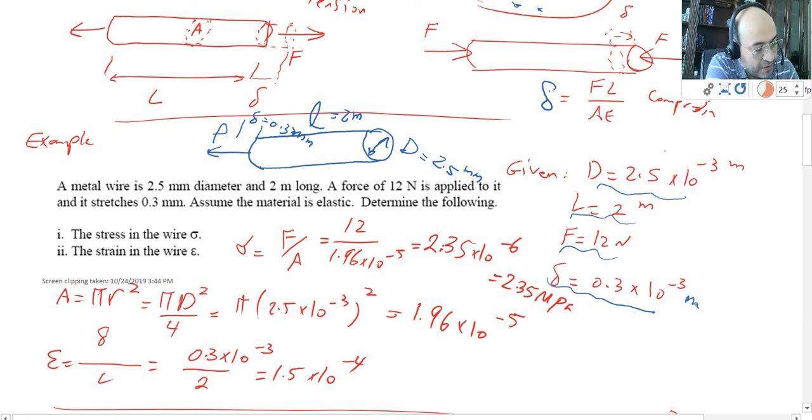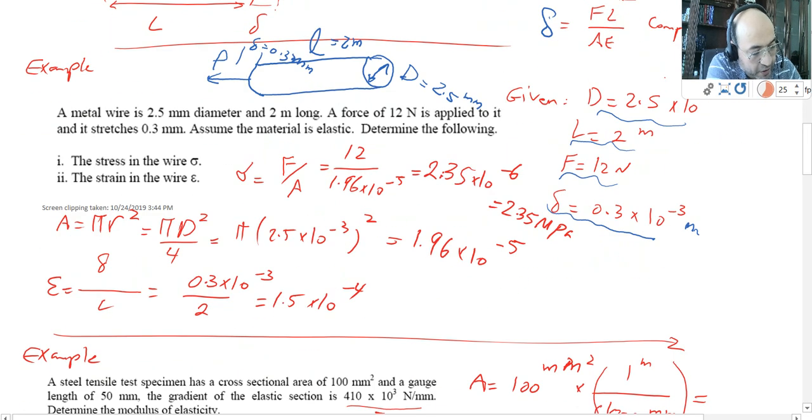So the question asks me the stress on the wire, which is sigma, and also the strain in the wire. Easy calculation, you can put the force over area. Again, how can I calculate the area? I have the diameter, and I know area is equal to pi r square, or I can say pi d to the power of 2 divided by 4. Again, there is a divided by 4 here, which is missing. Hopefully I consider that in my calculation.